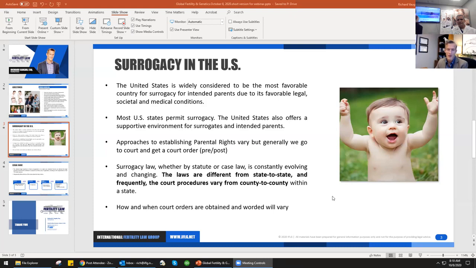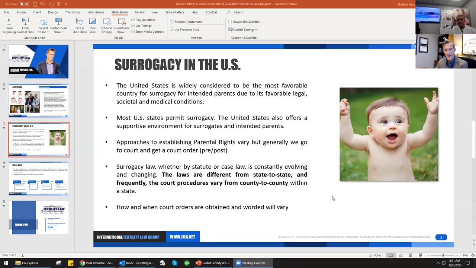I want to talk to you about the legal process for surrogacy in the United States. As you may know, the United States is widely accepted as the best place in the world for surrogacy. We have the legal foundation to protect the parties, and we have some of the best medical in the world. Now, surrogacy law in the US is state by state. It is not a federal law.